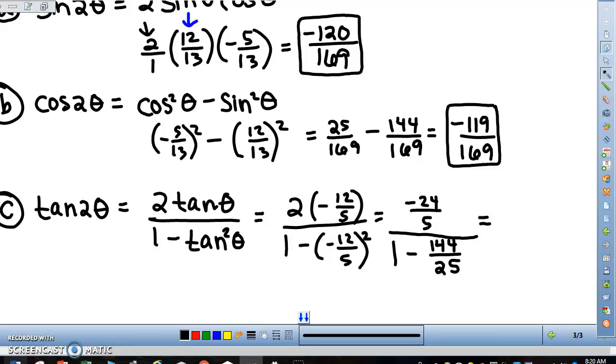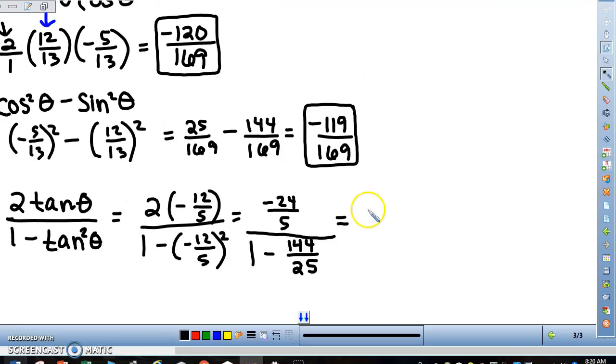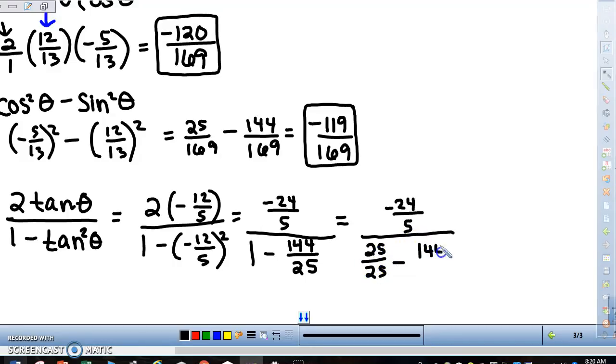All right, so let's keep going. We've got a little bit more simplifying to do. For this step, let's keep the numerator as negative 24 over 5. Now for our denominator, we have to change that 1 into an equivalent form of 1. We could do that as 25 over 25 to get the denominators here to be the same.